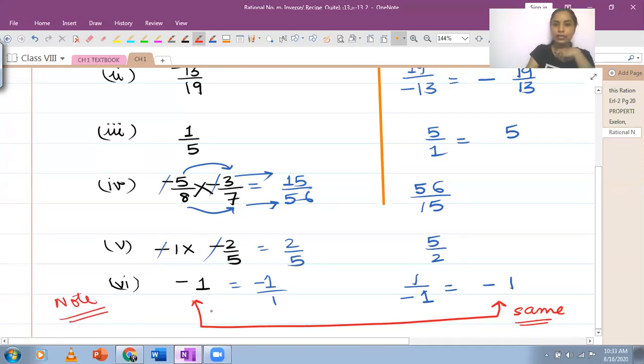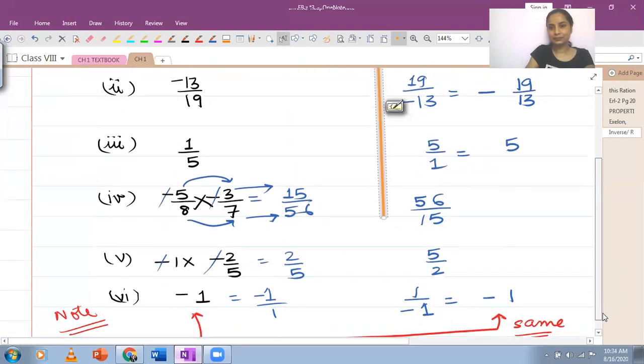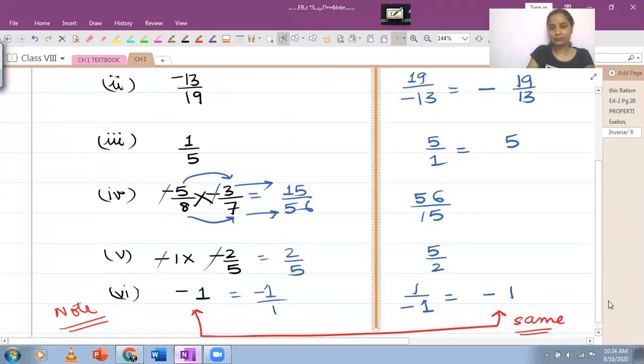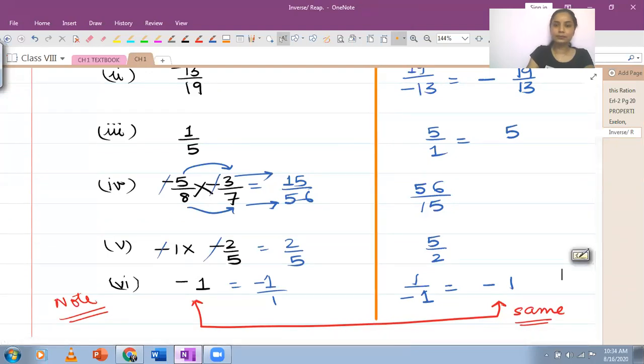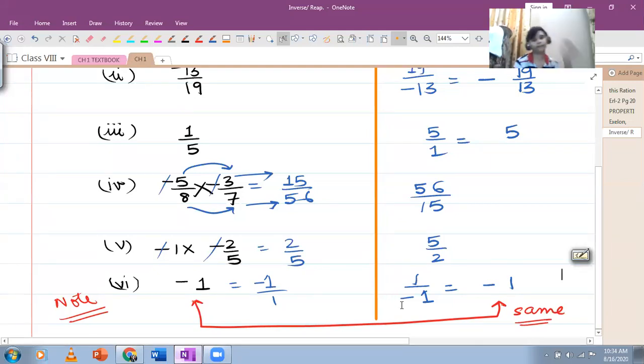So you can note this for yourself. In case of minus 1, when I have written the reciprocal, what answer did I get? Minus 1 itself. I came back to where I started. Is there any other number for which this will be true? We will reach where we begin. 1. Yes. If we write the reciprocal of 1, what will the answer be? It will be 1.